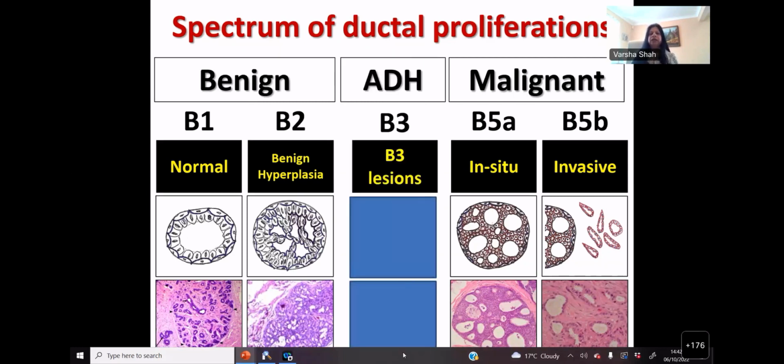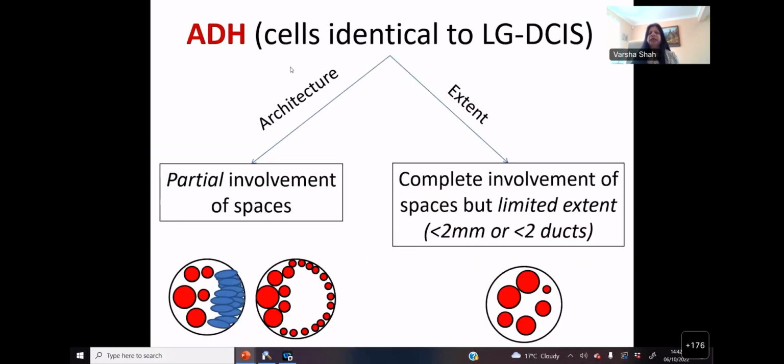And we have another category, which is called ADH, atypical ductal hyperplasia. So what exactly is atypical ductal hyperplasia? It is a neoplastic proliferation. The cells are identical to low-grade DCIS. Morphologically, genetically, or immunohistochemically, there is absolutely no difference between the cells of low-grade DCIS and ADH. And the ADH term is reserved for low-grade lesions. Once it is high-grade, you can't call it ADH. So it has to be a low-grade neoplastic proliferation.